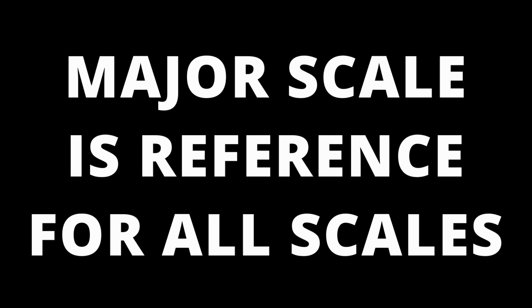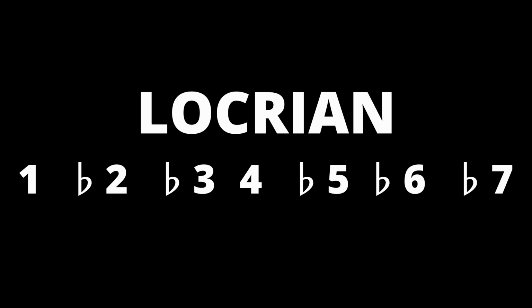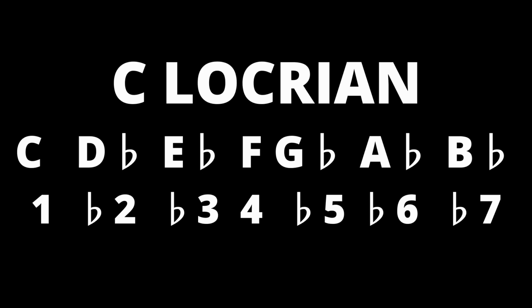The major scale is useful as a point of reference for all other scales or modes. The focus of this video is the Locrian mode. It is also known as the 7th mode of the major scale. It has the scale degrees 1, flat 2, flat 3, 4, flat 5, flat 6 and flat 7. C Locrian therefore has the notes C, D flat, E flat, F, G flat, A flat and B flat.